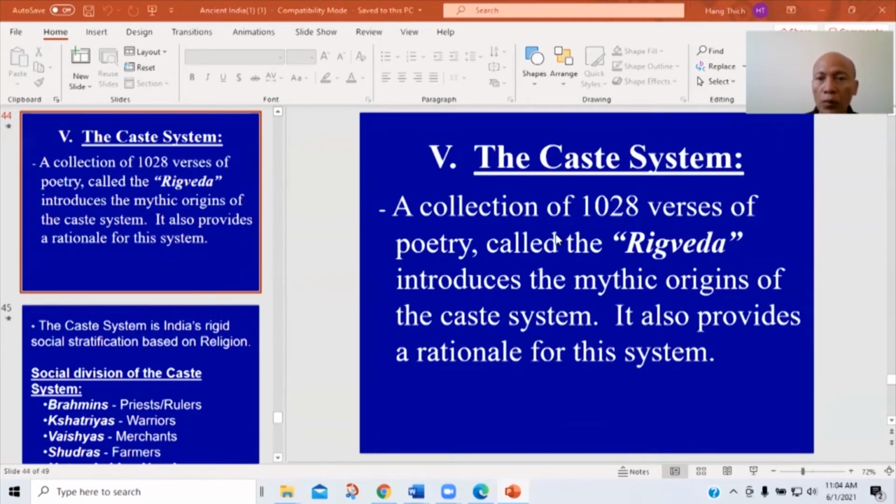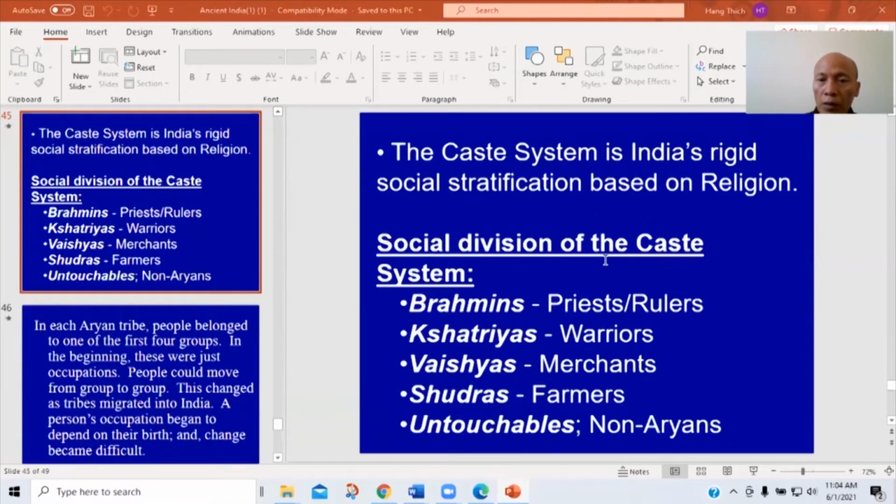And when we talk about the caste system, there was a collection of 1028 verses of poetry called the Rig Veda, which talks about the original caste system. It also provides the reason for this caste system. Here again, like I mentioned recently, they based the social division of the caste system on dividing people. The first is the Brahmin, the priests or the leaders, the second is the Kshatriya, the warrior or royal class, the third is the Vaishya, the merchants and business people, the fourth is the Shudra, the farmers or slaves, and the last is the untouchable or non-Aryan people.